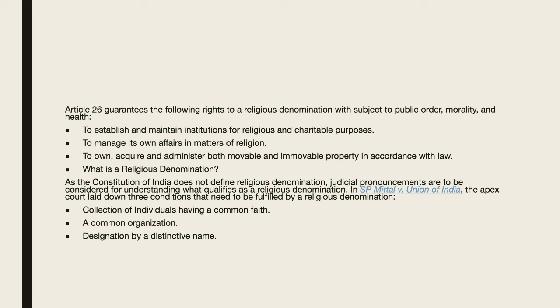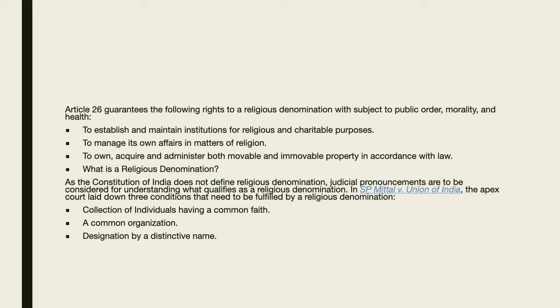Now, Article 26 guarantees the following rights to religious denominations, subject to public order, morality, and health: to establish and maintain institutions for religious and charitable purposes, to manage its own affairs in matters of religion, and to own, acquire, and administer both movable and immovable property in accordance with law. What is a religious denomination? As the Constitution of India does not define this term, judicial pronouncements are to be considered for understanding what it means.